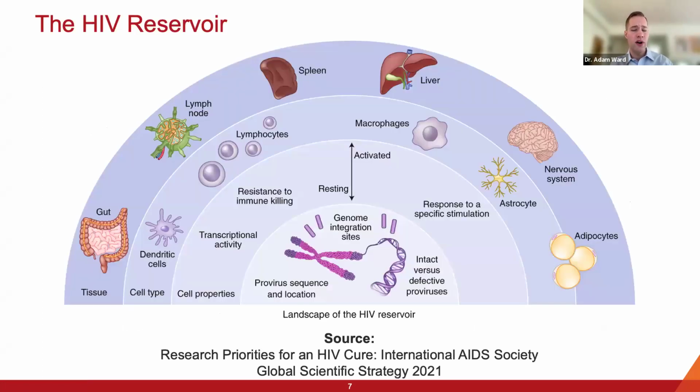So to further illustrate the HIV reservoir and its complexity, I thought this was a great figure from the most recent International AIDS Society Global Scientific Strategy for an HIV Cure. And this figure shows how the HIV reservoir can be defined across a number of dimensions, including, shown in this outer ring, the anatomic and microanatomical location of the reservoir. So the gut is a very important tissue site for the reservoir. Also, lymph nodes are important.